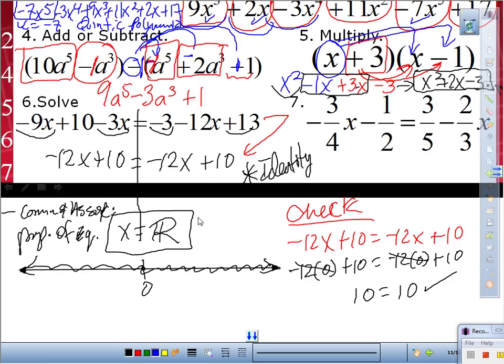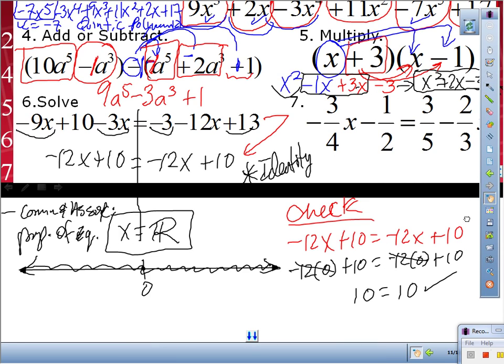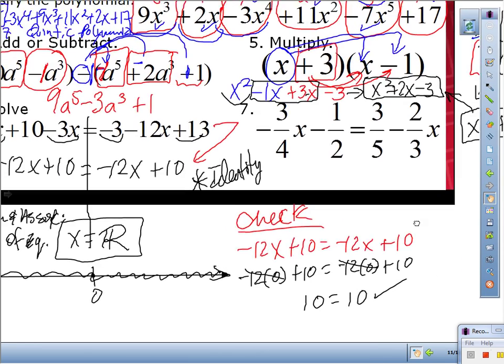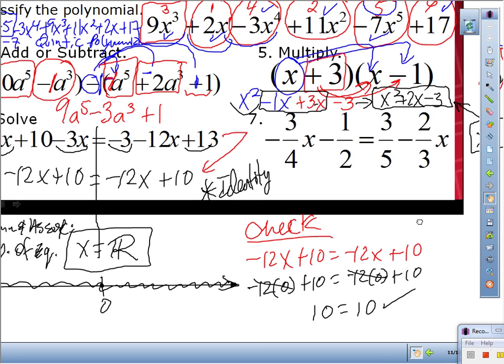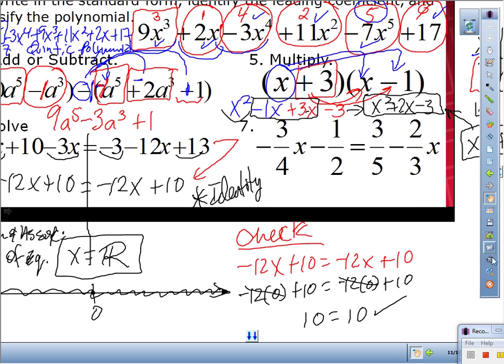Is that it? Okay. How about number 7? Let's go over number 7. I saw some of you struggling with number 7, so let me do some math magic here. Let's see.